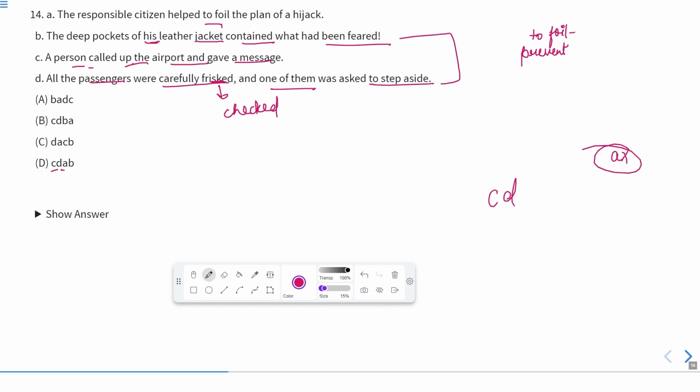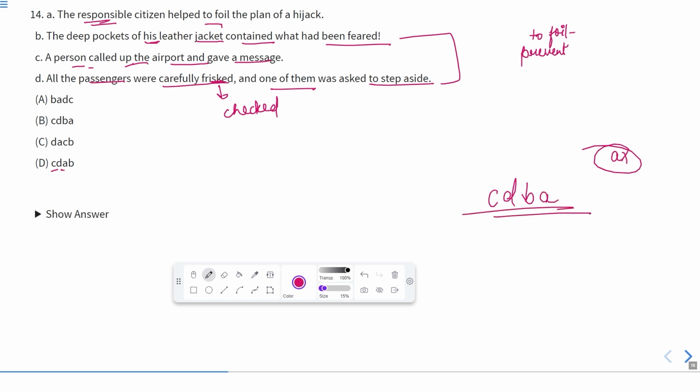And after this situation, all the passengers were carefully frisked, and one passenger was kept aside because in his pocket he contained something which had been feared, which means something dangerous. Okay, so after this B will come, and the responsible citizen. And who was that responsible citizen who called up the airport to give the message of plane hijacking? Maybe he knew the idea, or he knew the situation. Therefore this A should be the last sentence.